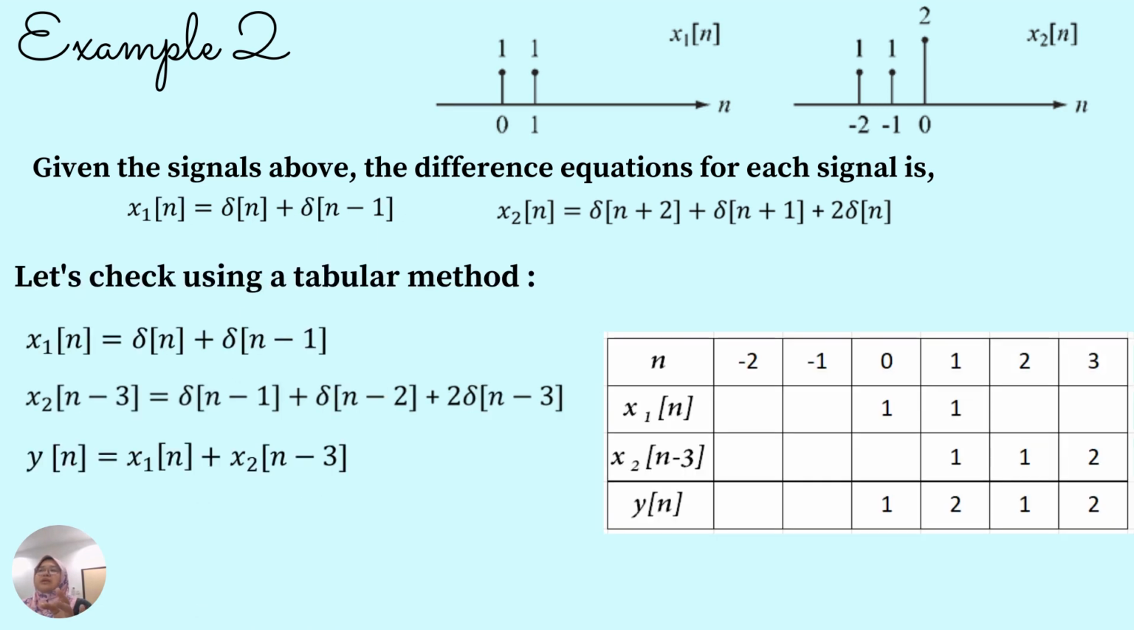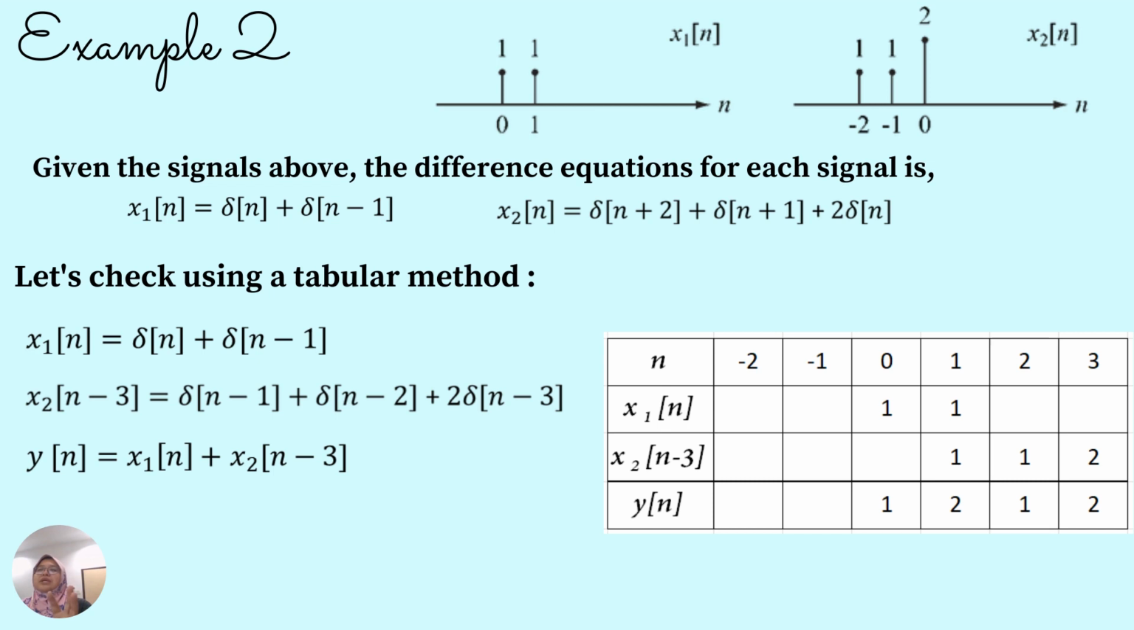So kalau kita check dengan guna kaedah table ni, kita tengok x1n, and then x2n minus 3. Kalau kat sini kita nak delaykan dia 3 kali kan, daripada ruang 1, 2, 3. Then you letak your signal, delaykan dia 3 kali. Alright, so you see here, bila you tambah signal ni, you will have the same output.